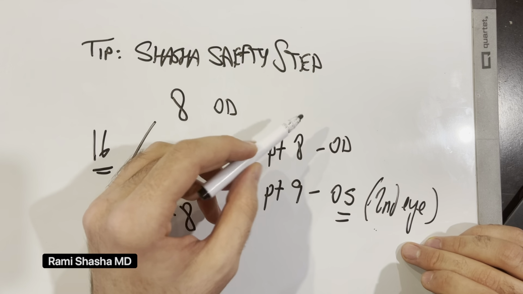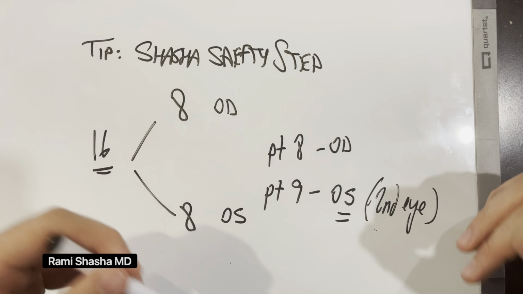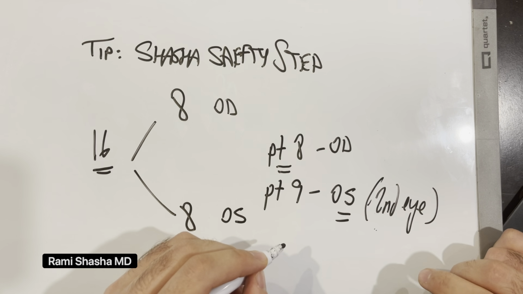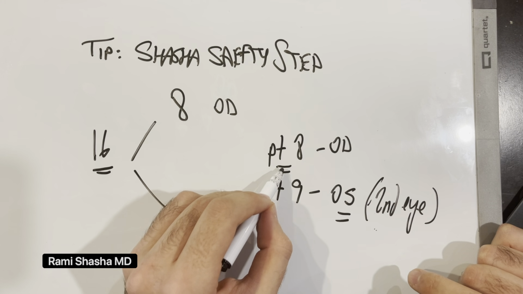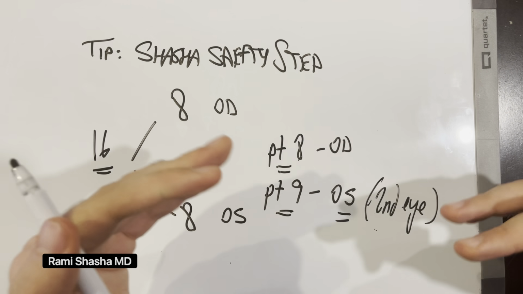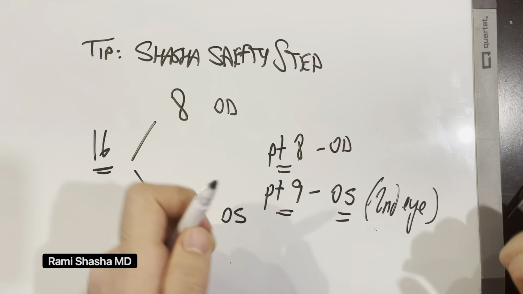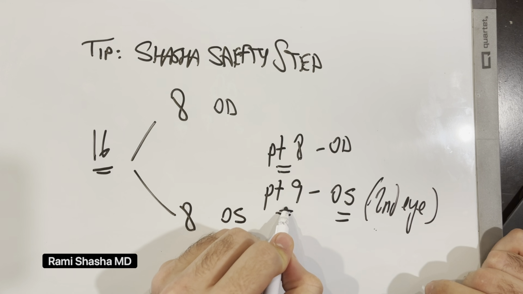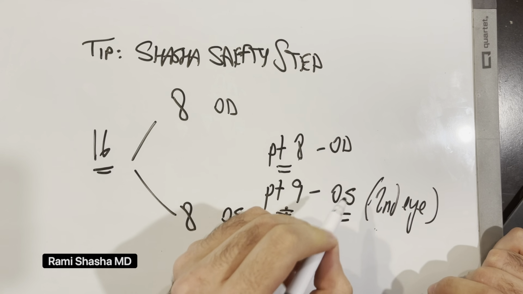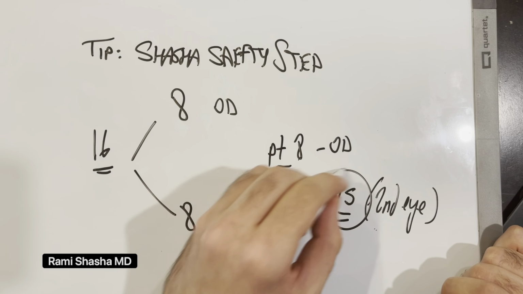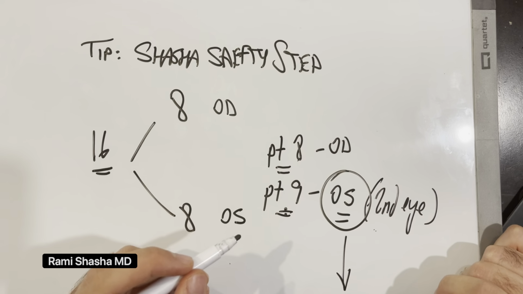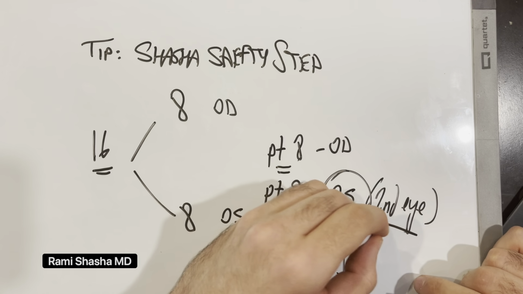What do I mean by that? Well, for whatever reason, let's assume there's a mix-up with the nursing staff, and after patient 8 you forget to switch sides. By the time you get to patient 9, if there was forgetfulness on switching sides, it's impossible to operate on the right eye for patient 9 because the right eye has already been done. And so you know to switch sides. And then the rest of the day is otherwise straightforward. So this is what I call the safety step.